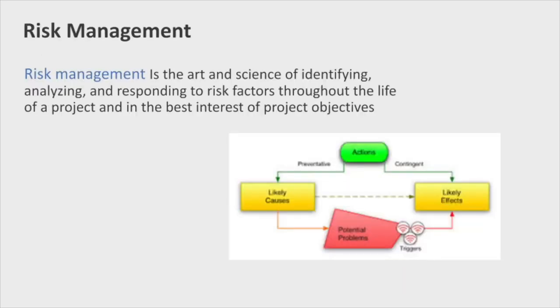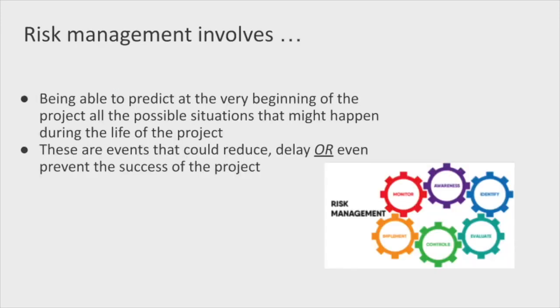Risk management is really an art and a science. What it does is identify, analyze, and respond to risk factors throughout the life of a project that's in the best interest of the organization and the best interest of the project objectives. Risk management has us predicting from the very beginning of the project what possible situations might happen and be able to plan for them and to plan around them. So there are events that could reduce or delay or even prevent the success of a project, and we need to think about those before the project ever starts.